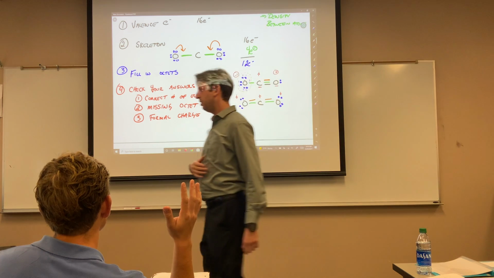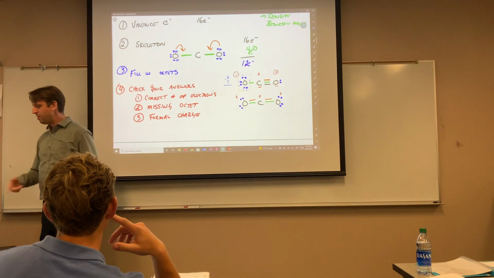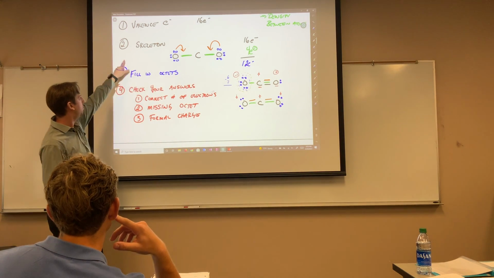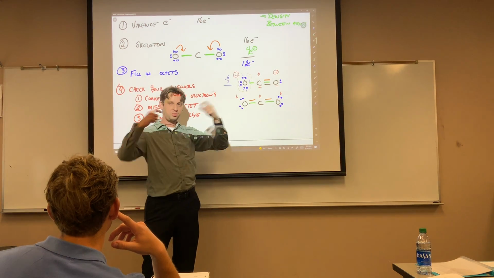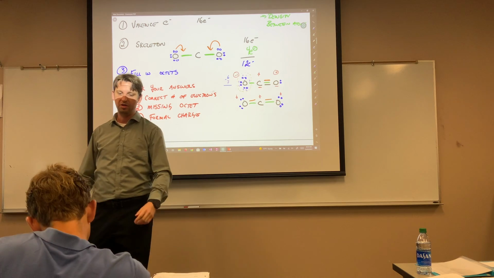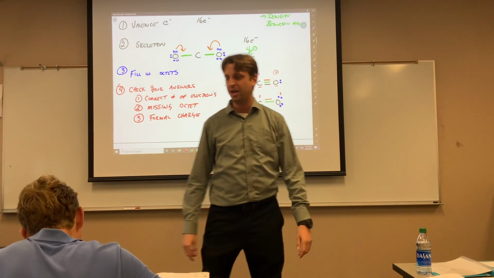What's the missing octet step again? Remember when we go through and fill in the octets, we ended up with carbon only having 2 bonds, and so we have to come back and make double and triple bonds. That's usually what happens there, making multiple bonds.